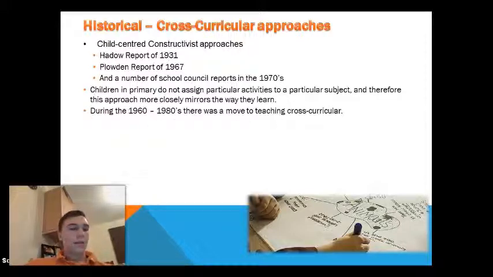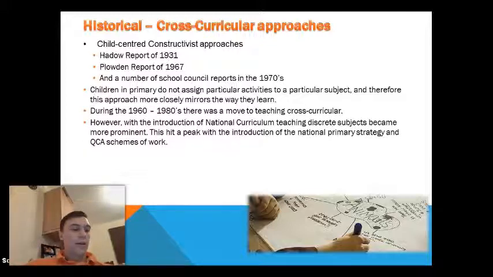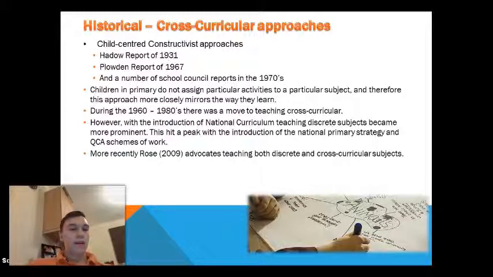The 1960s, 70s, and 80s saw a move towards organising the curriculum around cross-curricular topics or projects. However, after the introduction of the national curriculum in 1988, there was a move away from cross-curricular subjects to more discrete teaching. This disappeared when the National Primary Strategy and QCA schemes of work were introduced. However, more recently, Rose advocates teaching both discrete and cross-curricular subjects at school.